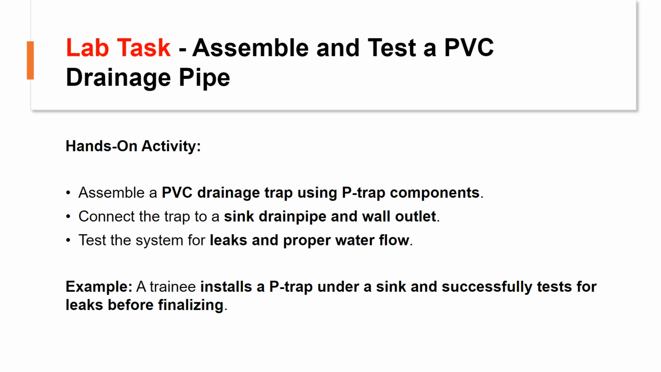5. Perform a leak test. Pour water into the system. Observe every joint and fitting. No dripping, no puddling. That's what you're aiming for. This task isn't just about following steps. It's about showing care, discipline, and attention to detail. Because when you assemble a pipe right, you don't just prevent leaks, you protect homes. And that's the mark of a true professional.